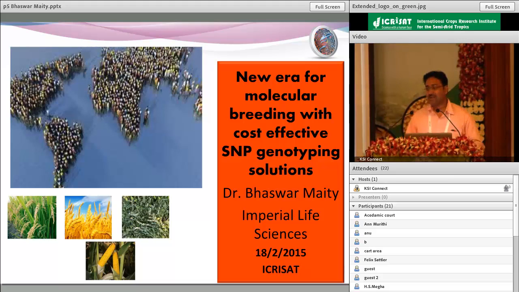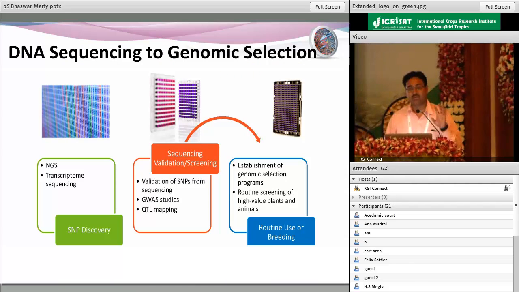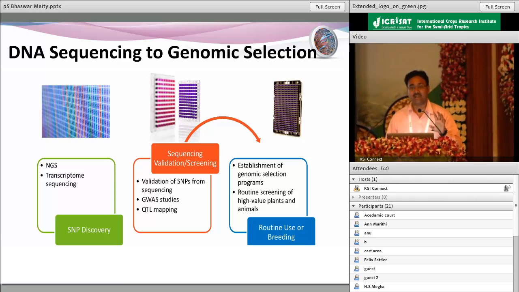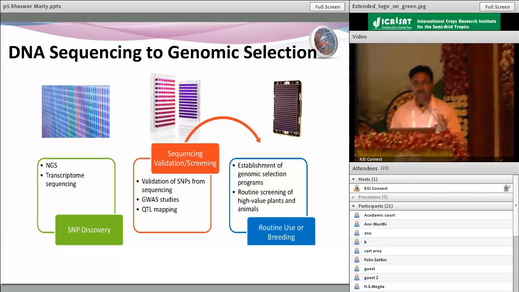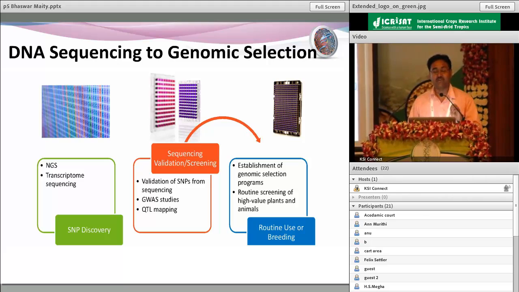I'll try to quickly take you on the journey of what we have been hearing since morning: that there is a scope to look into discovering genetic variations which can be screened on a large set of samples to validate those genetic variations, and finally choose those few which can be routinely used for screening purposes, mostly called breeding programs. How do you choose the SNPs, or how do you discover the SNPs?